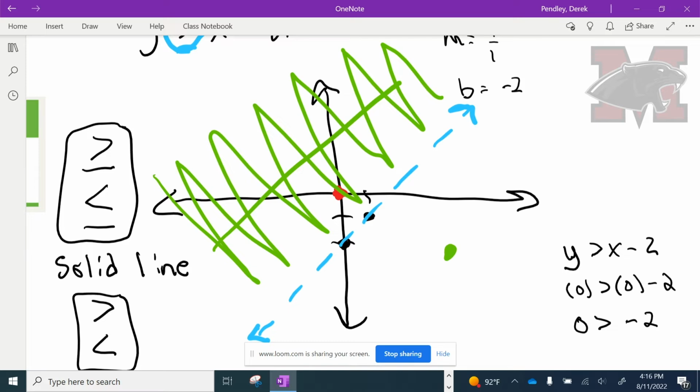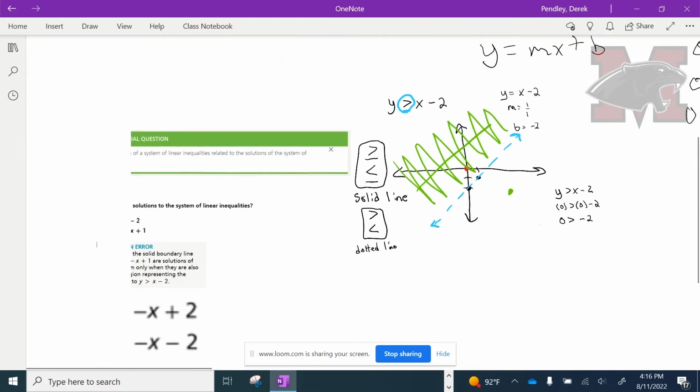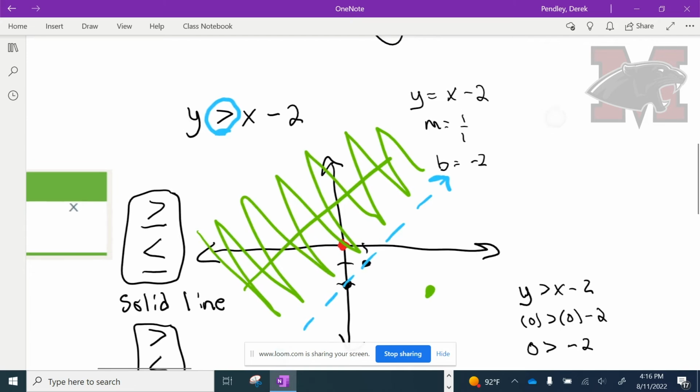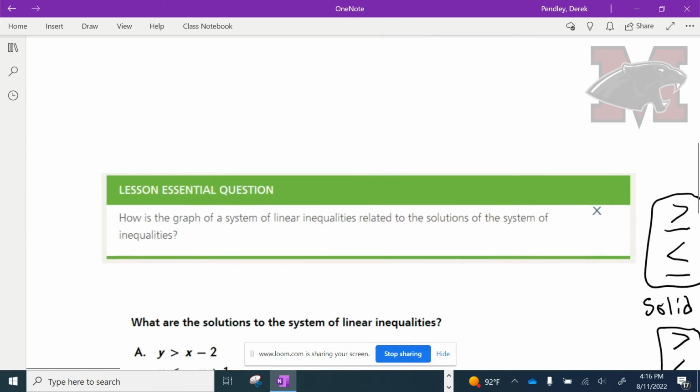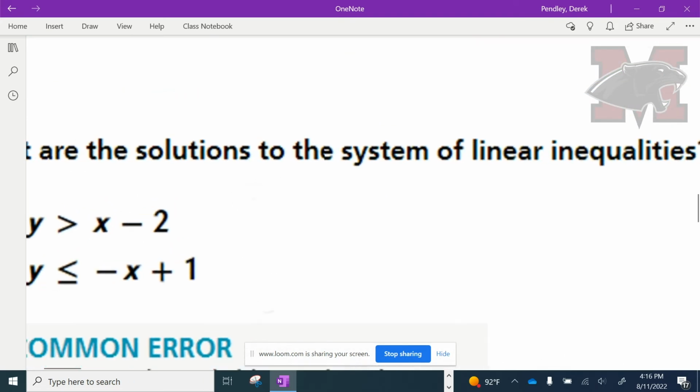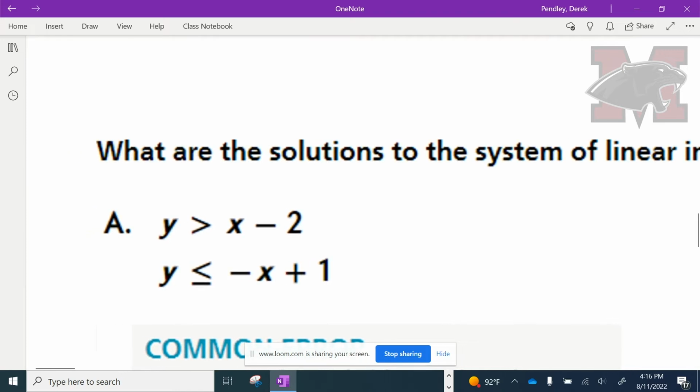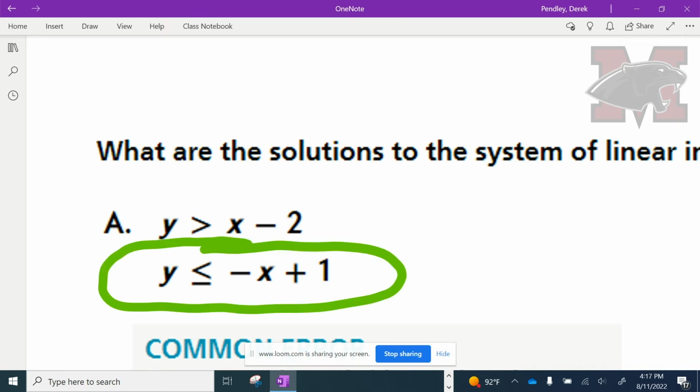All right. So I want you to now do this one on your own. Y is less than or equal to negative x plus 1. You do that on your own. I'll give you some time to do that.